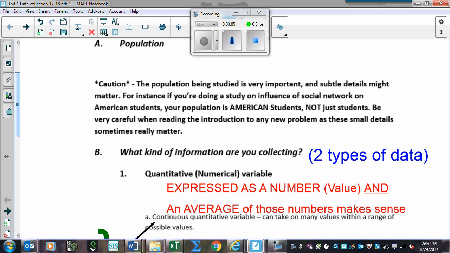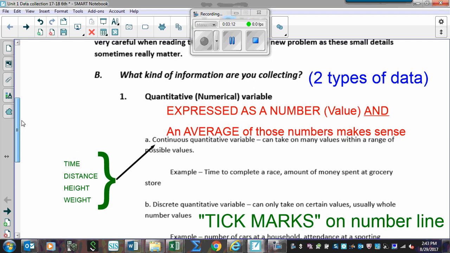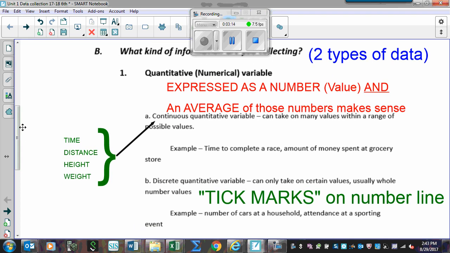So 2 types. We've got numerical data and we've got categorical data. Okay? And the numerical or quantitative is split up into 2 groups. There's continuous quantitative data and there's discrete quantitative data. Take a second to write that down.